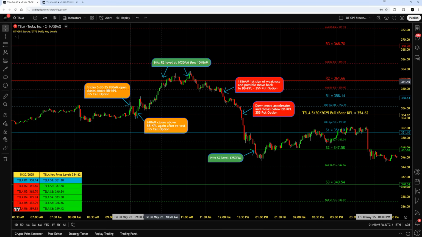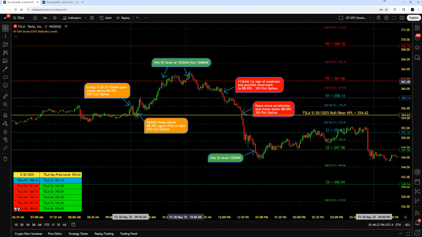As you can see here, we've moved up to the R2 level. At 10:20 is the first candle that touches it. It backs off of it slightly, then resurges back above. So your exits would have been here at the R2 level, anywhere starting from 10:20 to 10:48 a.m. Okay, so you would have closed out this position sometime within this time frame here.